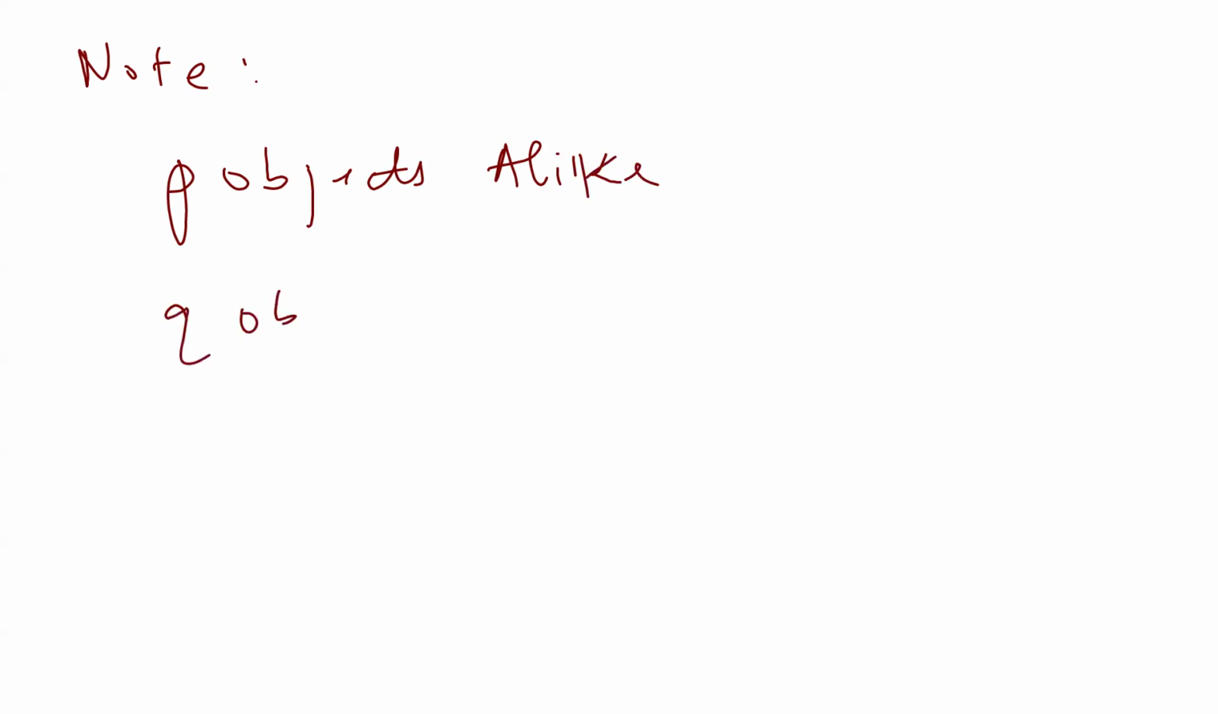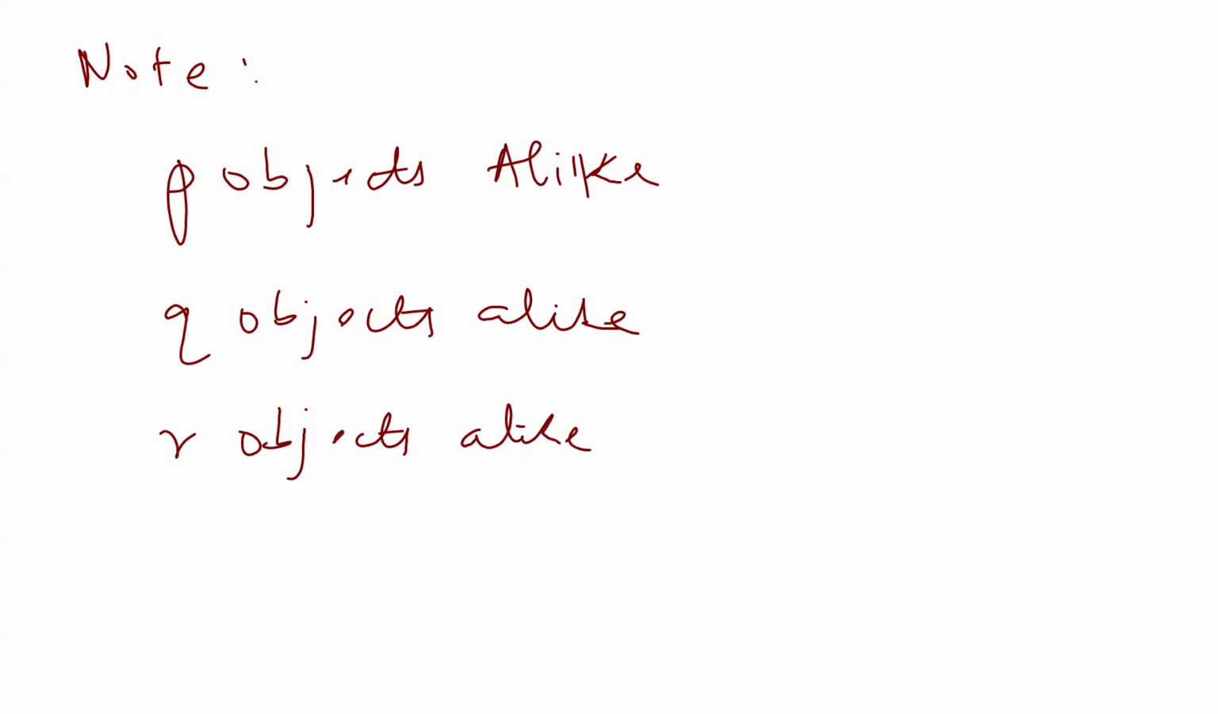Now there are p objects which are alike, q objects that are alike, and r objects that are alike. Okay.